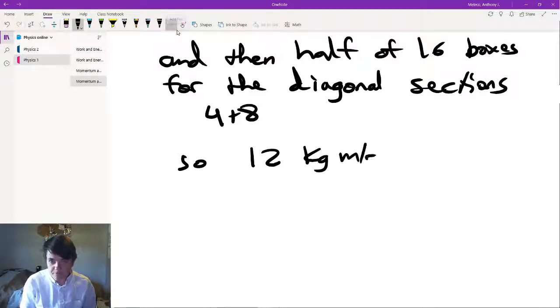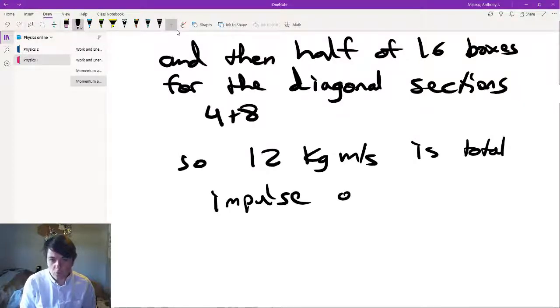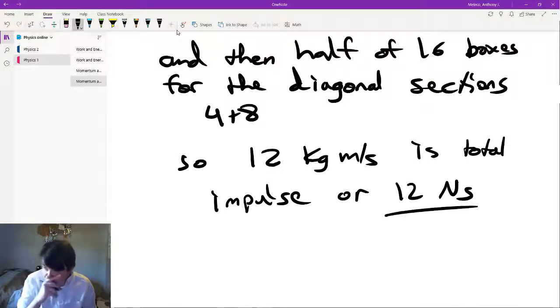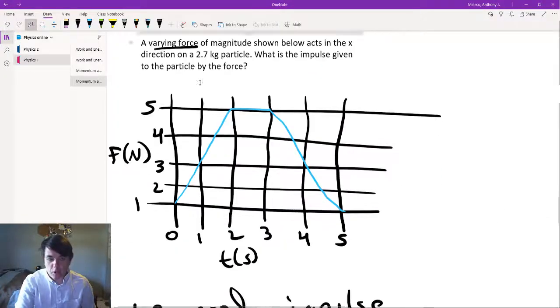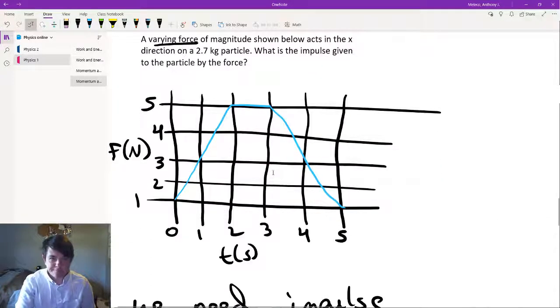kilogram meter per second is total impulse. Or you can write this as 12 Newton seconds. Okay? Either way, it's the same thing. So that's the answer for that one. So if you see a varying force problem, all you got to do is add up the area under the curve. Okay?